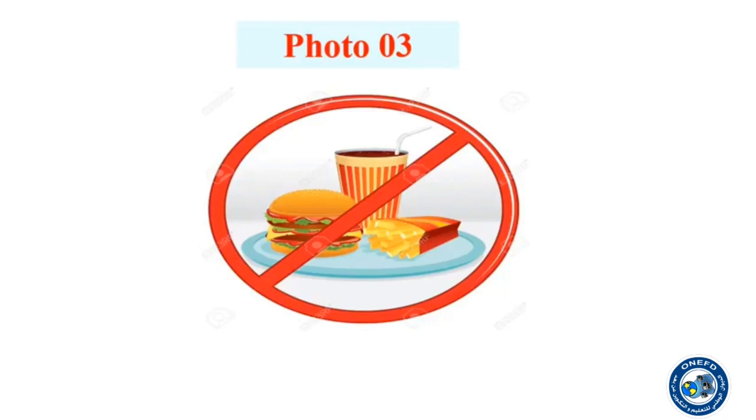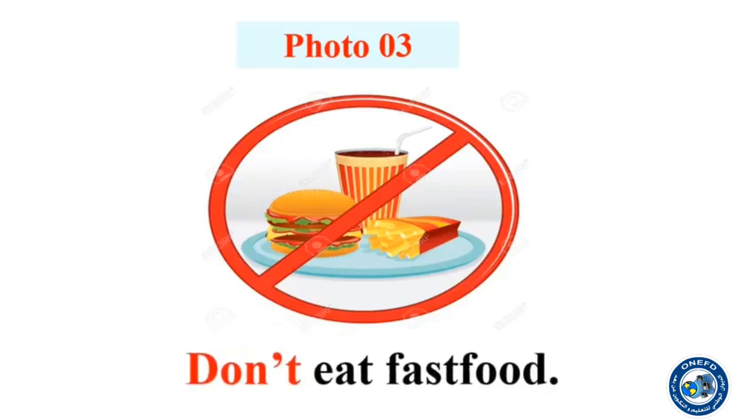Photo number 3. There is unhealthy food or junk food. Junk food is not good for the body. It is not good for the health. So, please don't eat much unhealthy food. So we say, don't eat fast food. Don't eat fast food is an order. It is in the negative form. It starts with the verb don't eat fast food. Don't eat is the verb, fast food is the object. We can say also do not eat fast food.